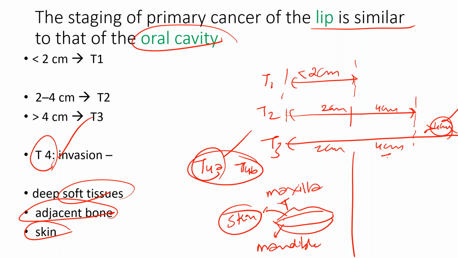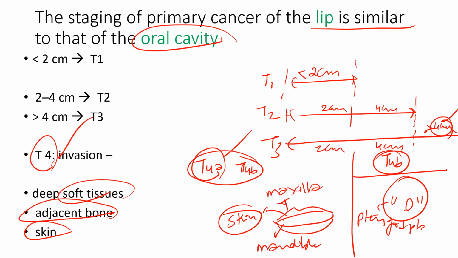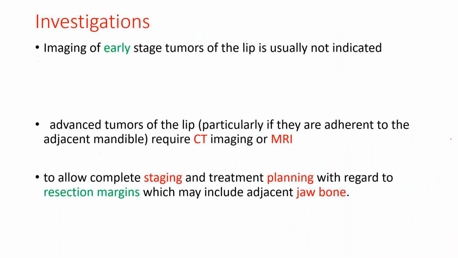Whereas T4B is going to the skull base, with pterygoid plates involved. If this is the internal carotid artery, it is encasing the internal carotid artery. All this comes under T4B.